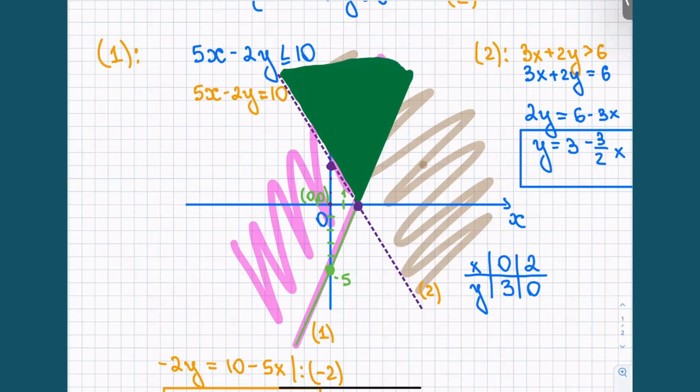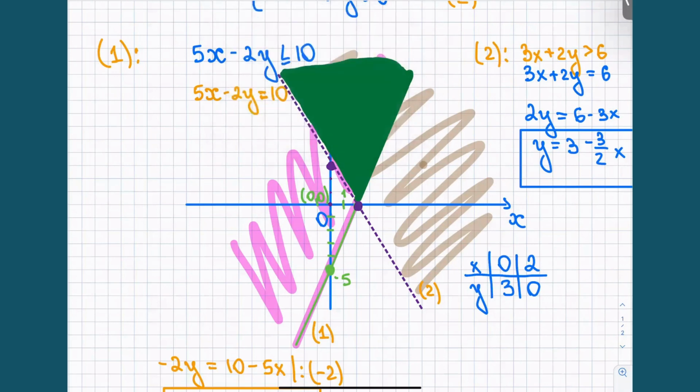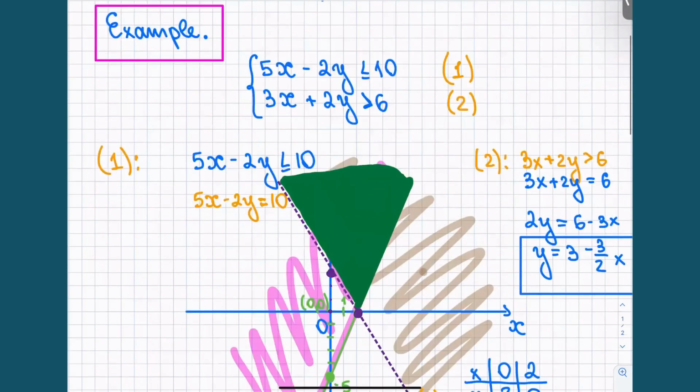Okay, so we see that the intersection will be formed by that green region. And that is exactly the intersection of the two solutions for inequality 1 and for inequality 2. So the green region is exactly the solution to the system of two linear inequalities given in this example.